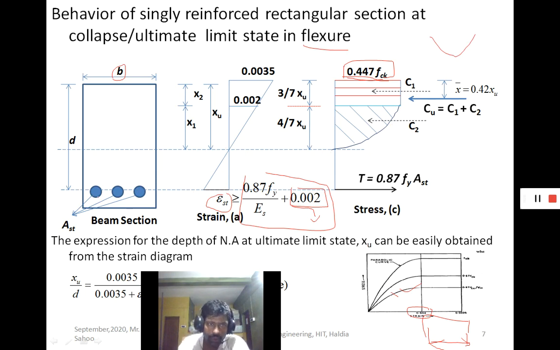This is the leaving of the clear cover. This is the amount of steel, the area of steel. And this is called the clear cover. Leaving the clear cover, those bars are placed.